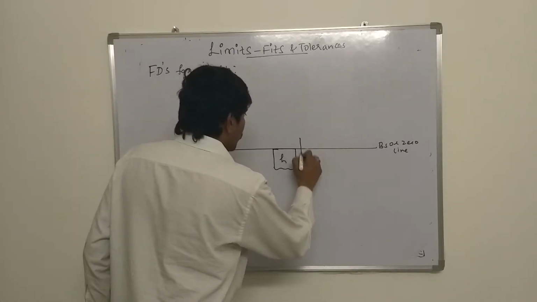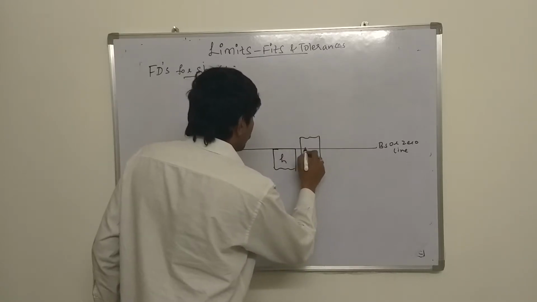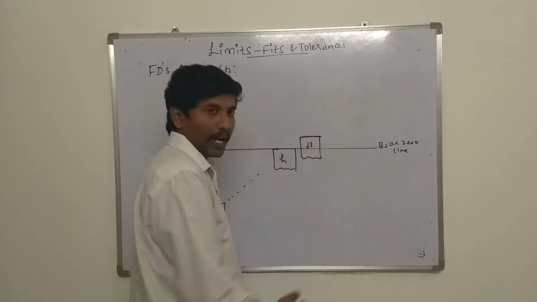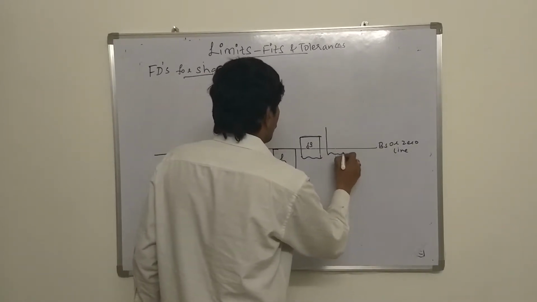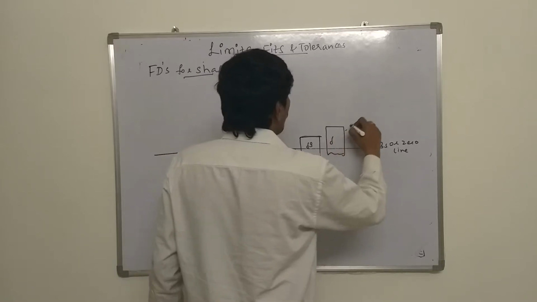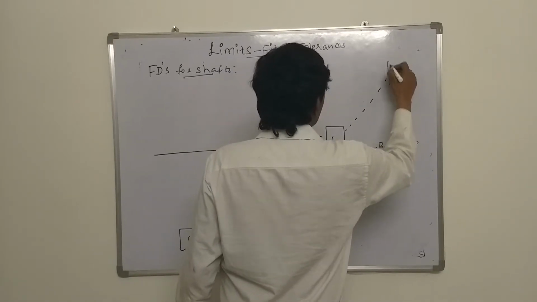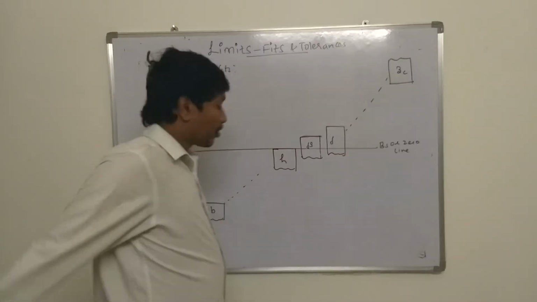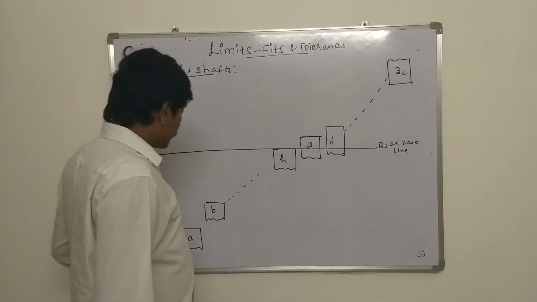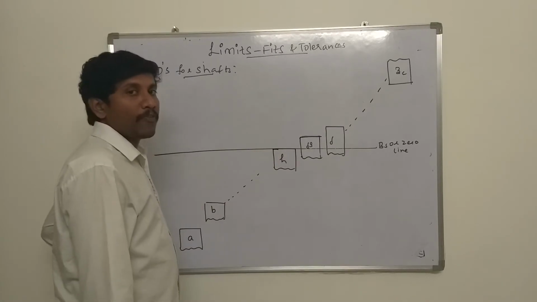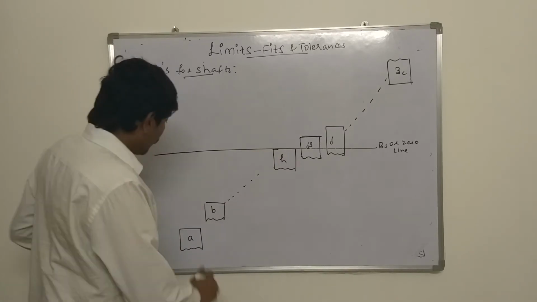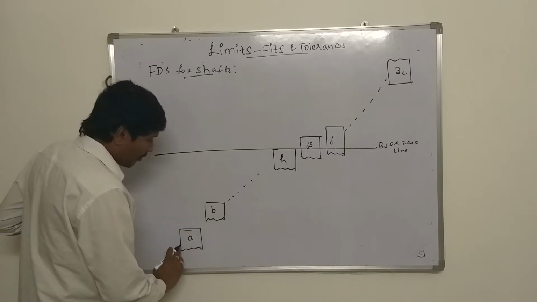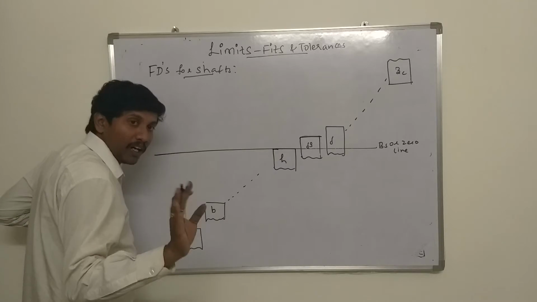Similarly, this is the JS shaft. Next is the small j, and so on up to ZC, the ZC shaft. If you observe here, similar to what I discussed for the fundamental deviation for holes, I am representing one limit with a solid line and the other limit with a curve.